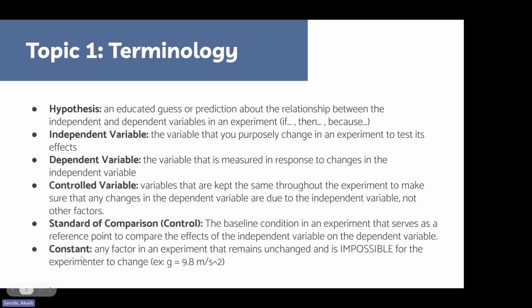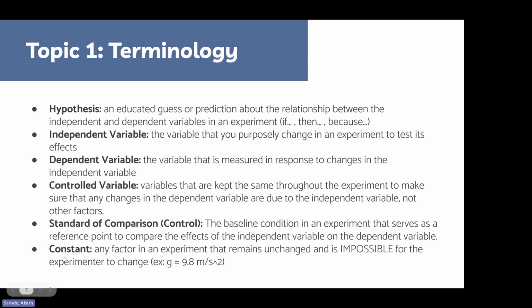But basically, what a controlled variable is, it's a variable that is possible to change. So it is possible for you to alter that variable, but it's the variable that you keep the same on purpose in order to make sure that your results are only being affected by the independent variable, which is a variable you're changing on purpose.